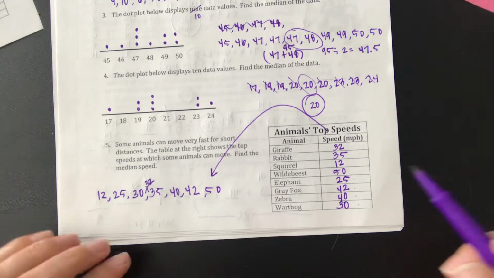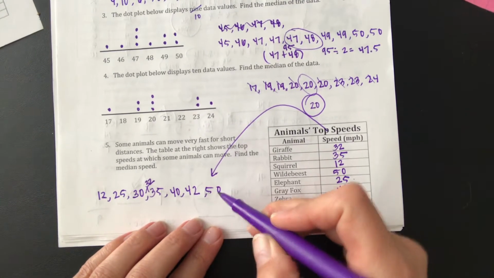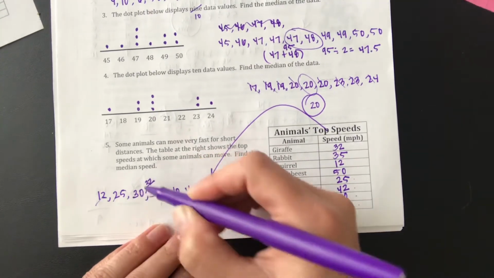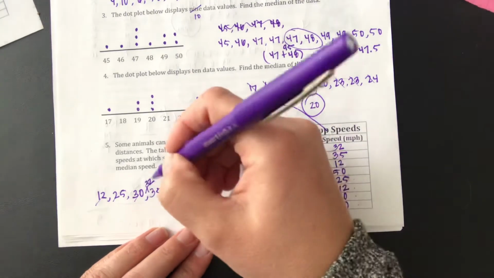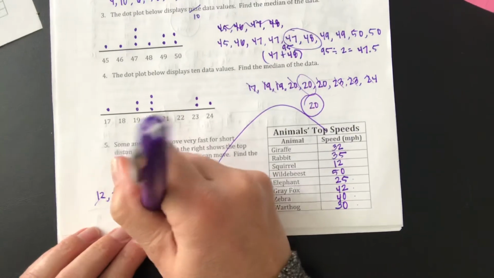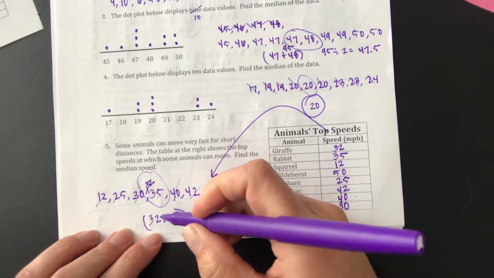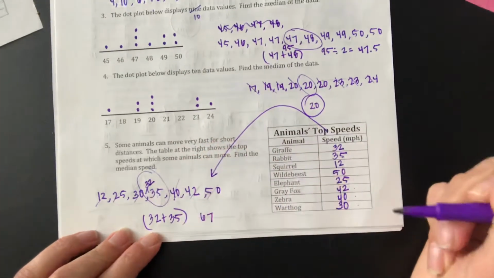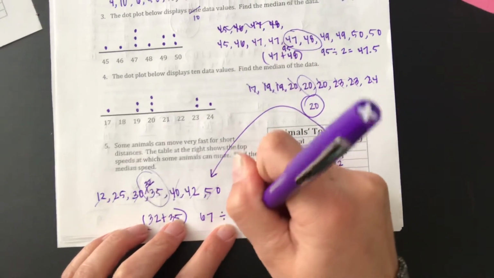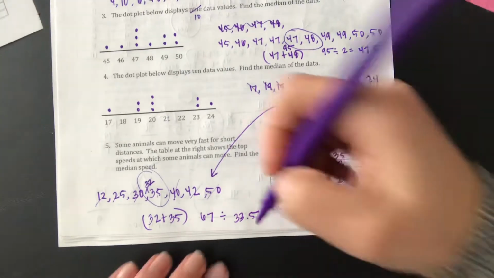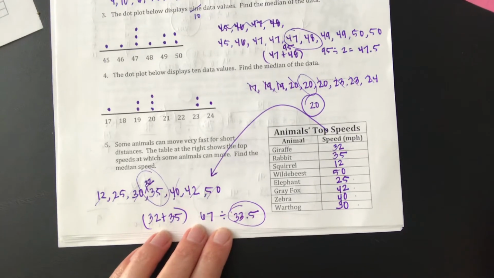Okay, so we know that it is going to be 1, 2, 1, 2, 1, 2, 1, 2. So the middle are going to be 32 and 35. Let's take 32 and 35 and add them together. And we get 67. And half of 67 is going to be 33.5 or 33 and a half. So the median speed for these animals is 33 and a half.